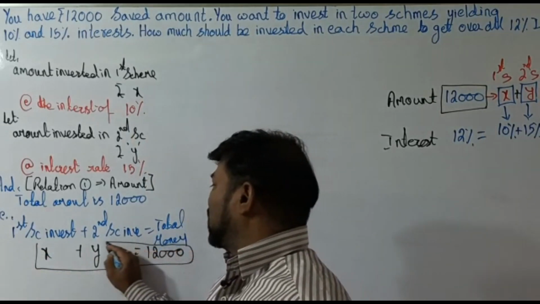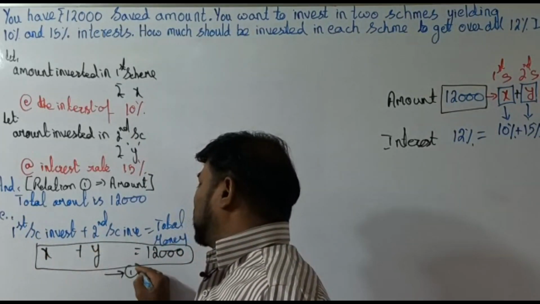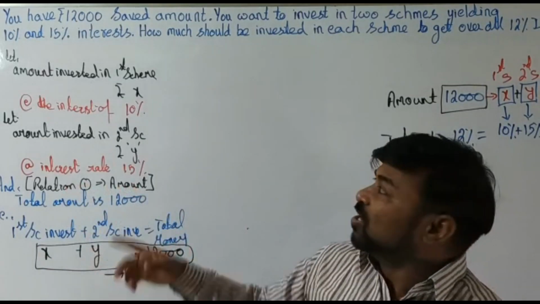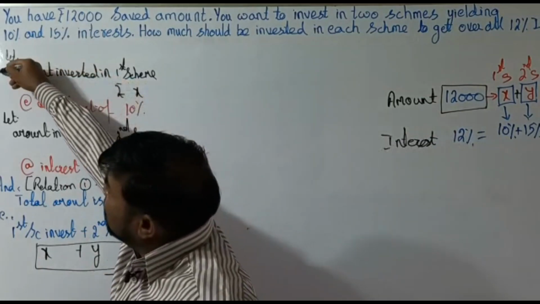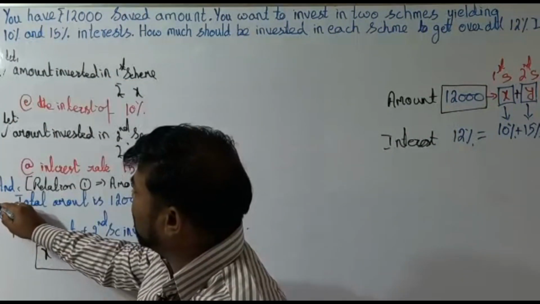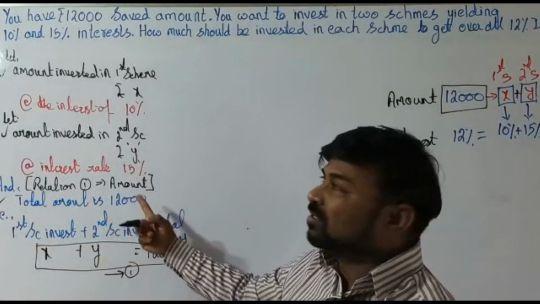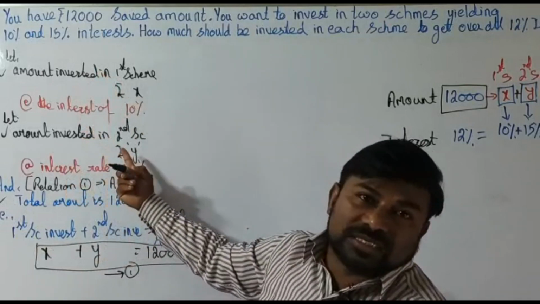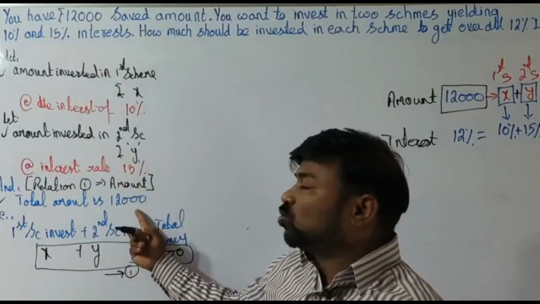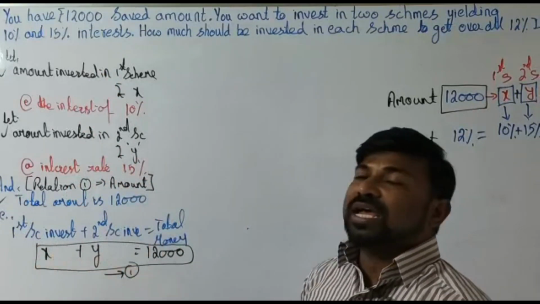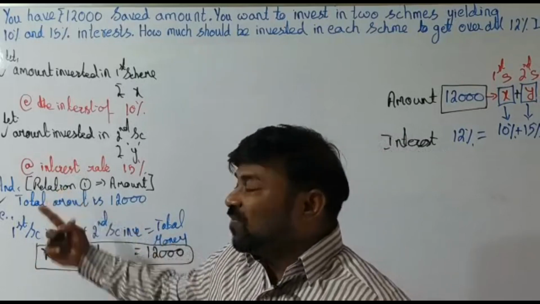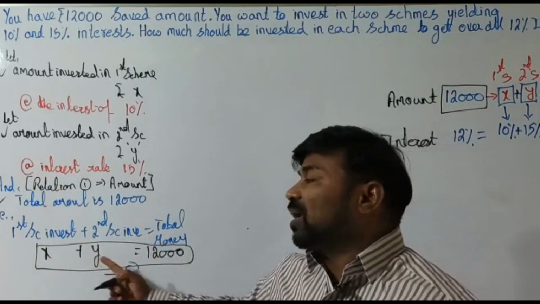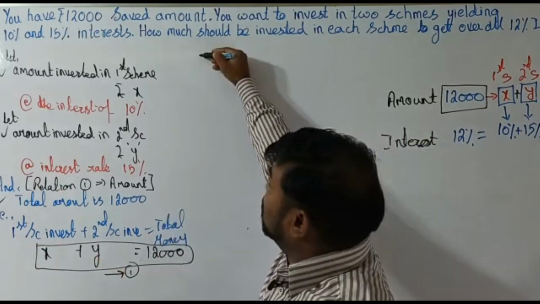So we can say easily, this is equation 1 dealing with the relation of amount. The total amount is 12,000. Investment in the first scheme is X rupees, investment in the second is Y rupees. Therefore, X plus Y is equal to the total. So we have taken the relation in terms of amount and framed the first equation.